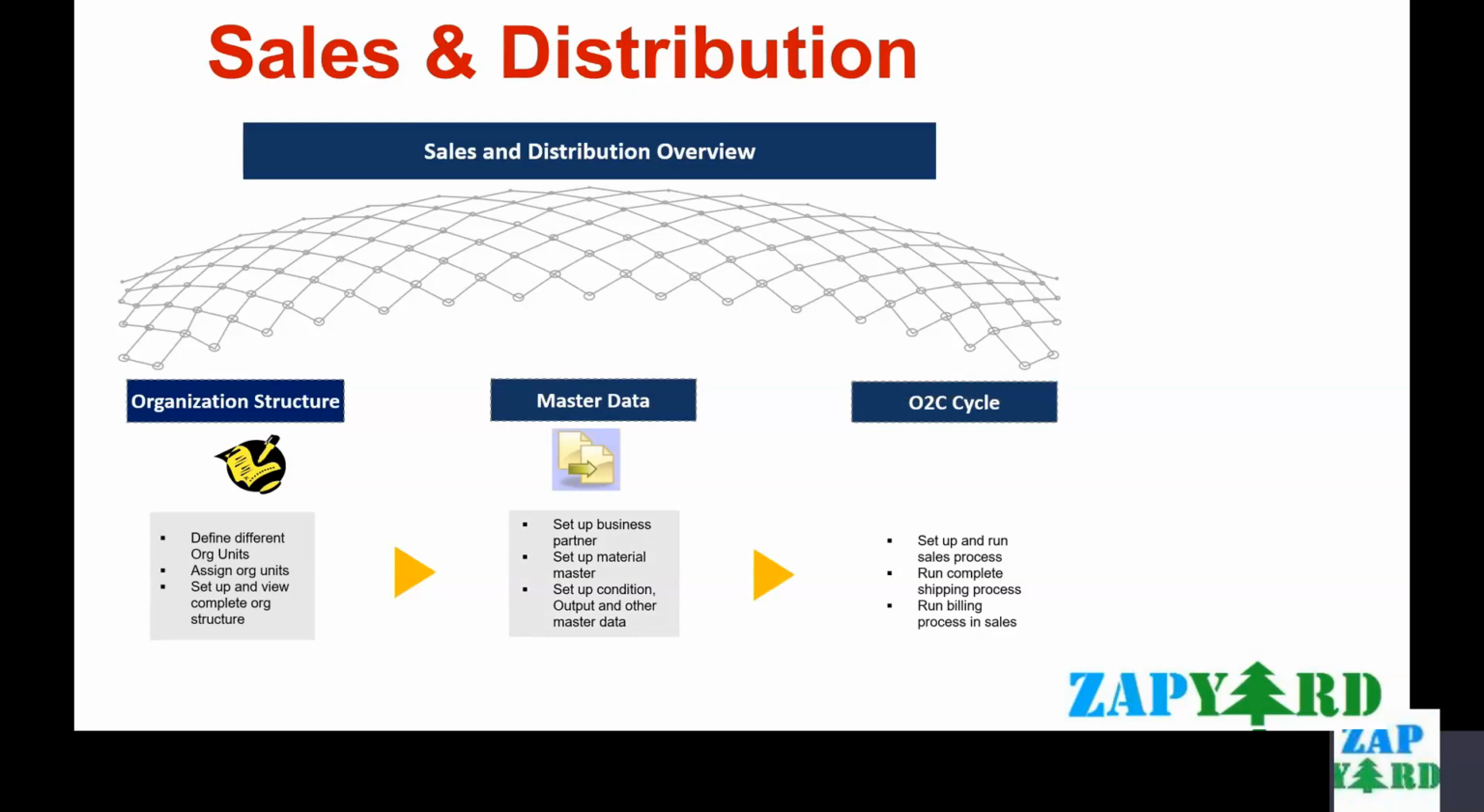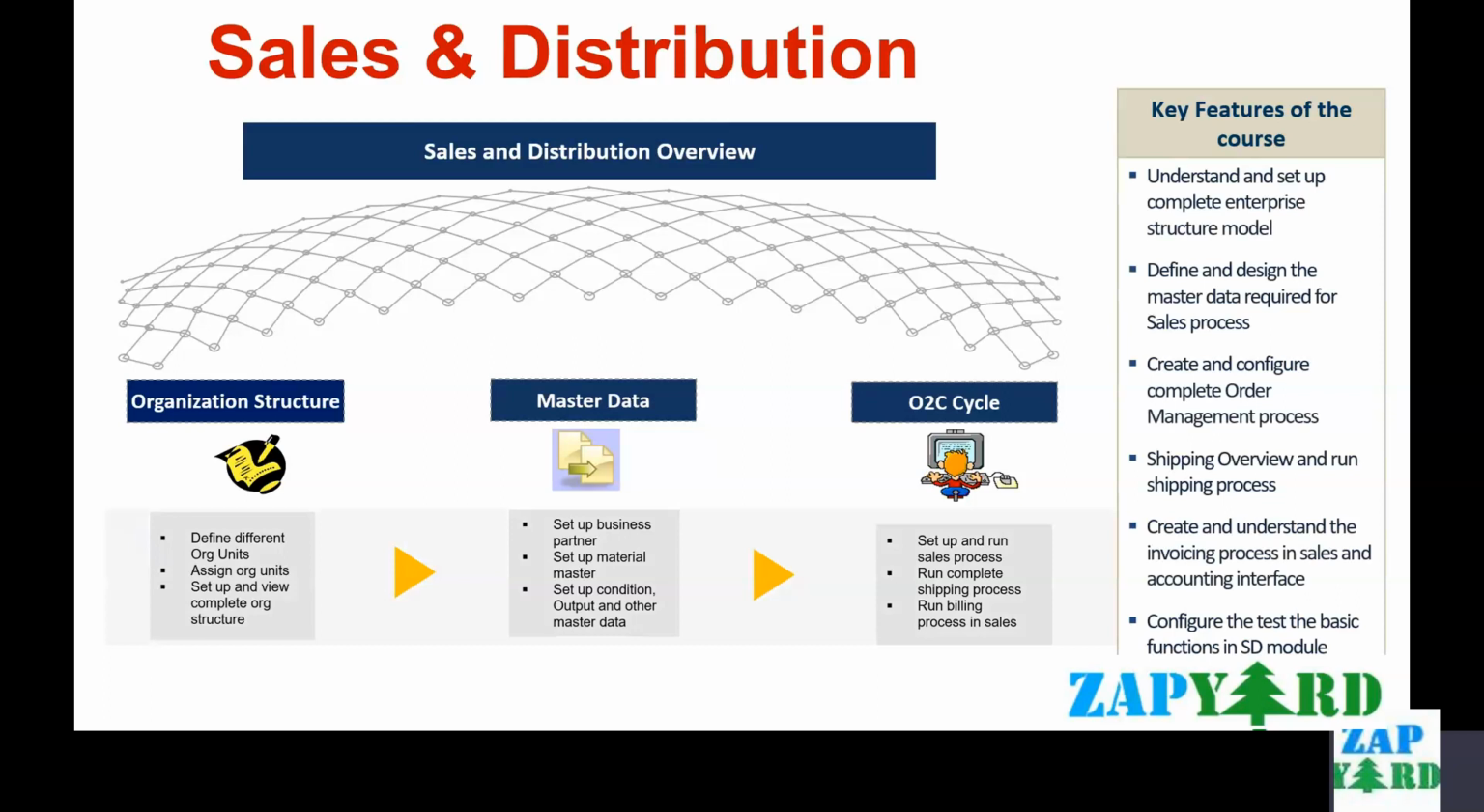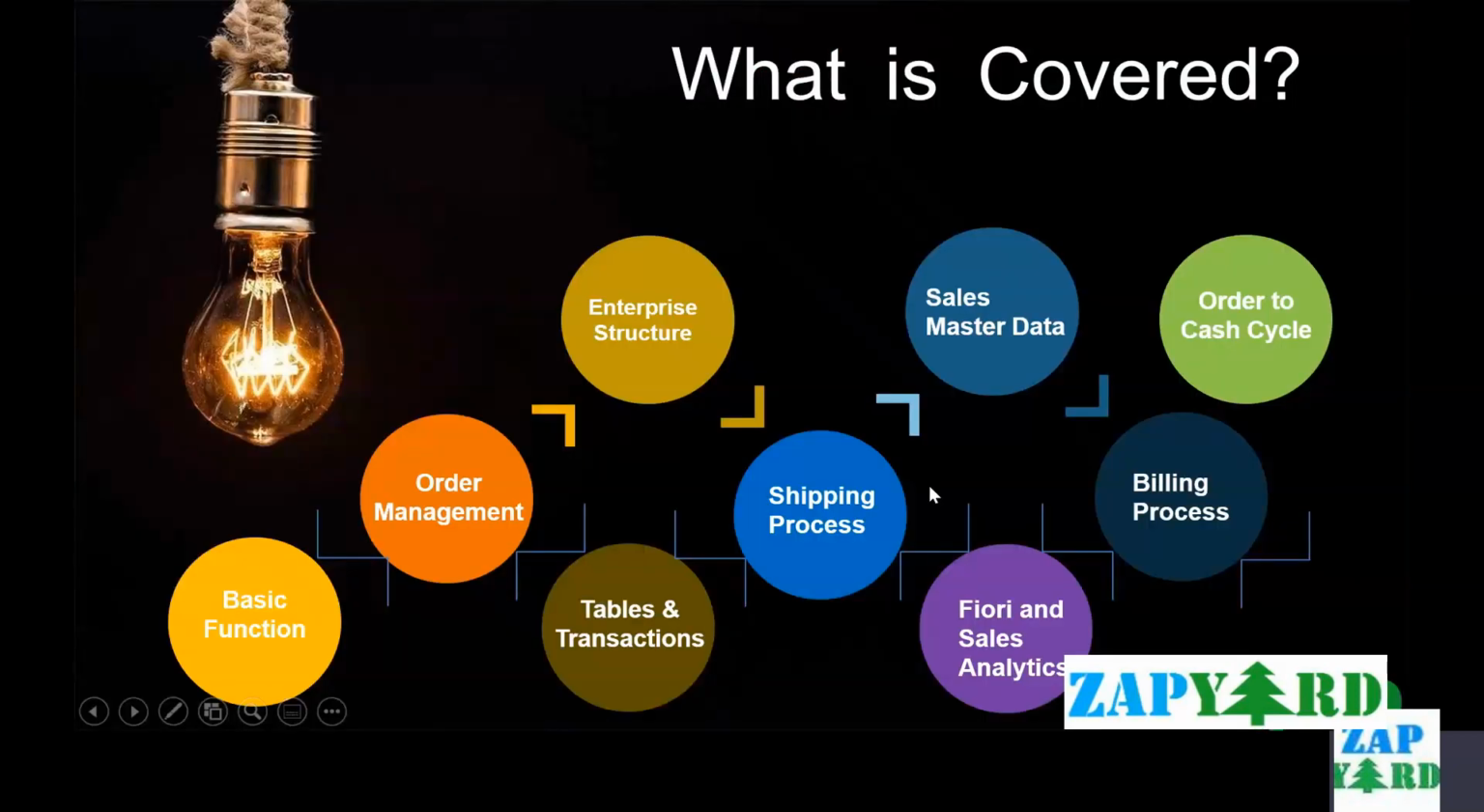Then once this org structure and master data is set up, then we are going to cover the entire order to cash cycle. So we'll just set up the order to cash cycle, run it into the system, and you can see these are the key features of this particular course which we are going to cover on order to cash cycle. Then these are the topics which we are going to cover in this particular training.